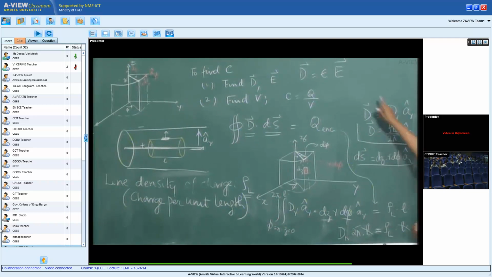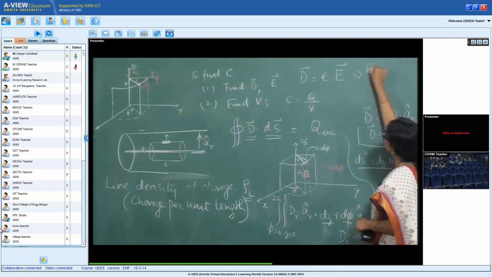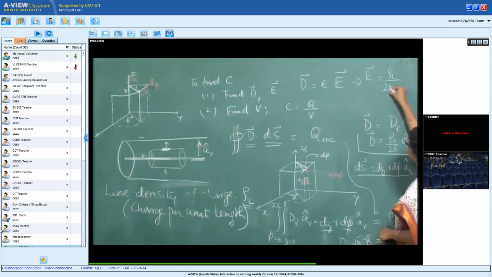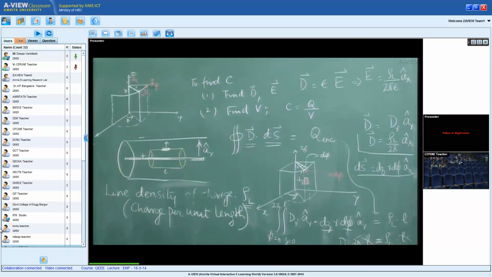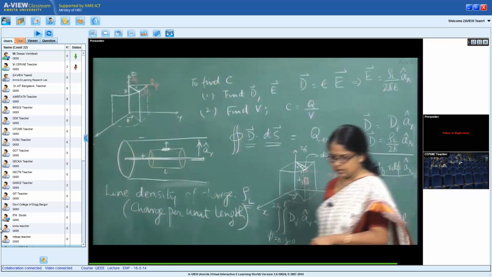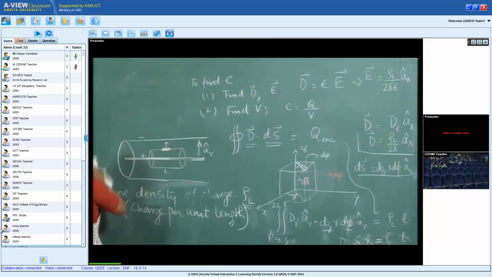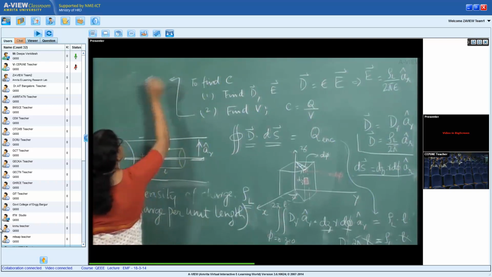Once I get my D, what is E? D over epsilon, which means this is rho L over 2 pi epsilon a_r. I have my E. What is the next step? The next step is to go and find what is V. So I am going to do this step.